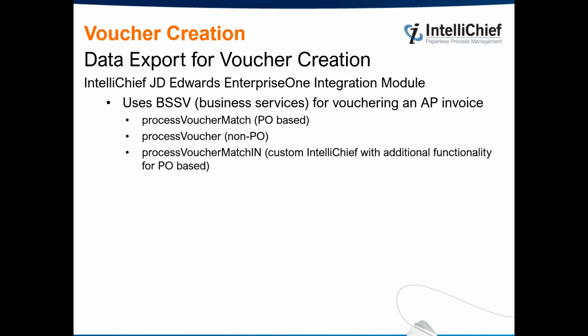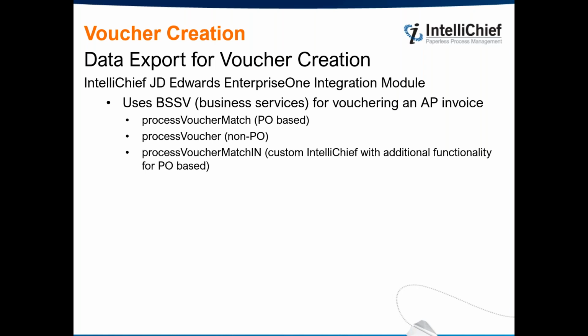There are really two, and we've created a custom one. So there's a business service for purchase order-based invoices, and we leverage that. And there's a business service for non-purchase order-based invoices. And this is the recommended Oracle approach for doing this, and that's what we built the integration on. But those two business services, in particular, the process voucher match for the PO base, was missing some really important functionality that most customers in the field need.